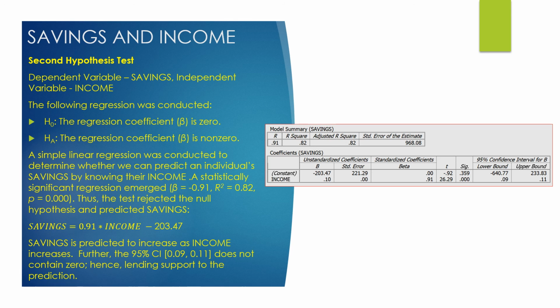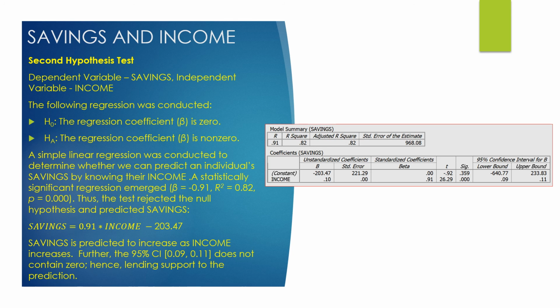A simple linear regression was conducted to determine whether we can predict an individual's savings by knowing their income. A statistically significant regression emerged with beta being negative 0.91, r squared is 0.82, and p is equal to 0.000, which meets a significance level below 0.05.